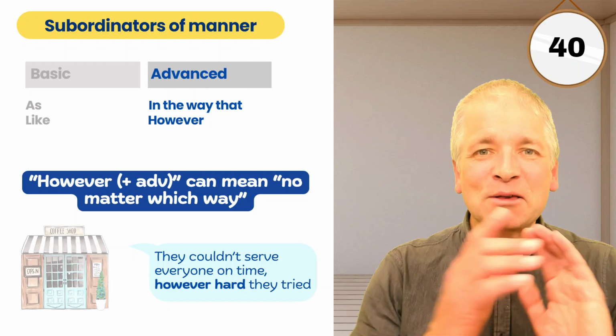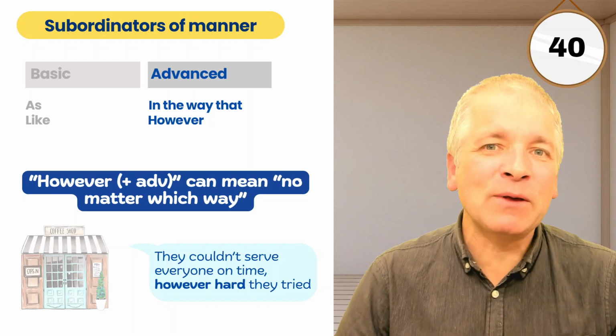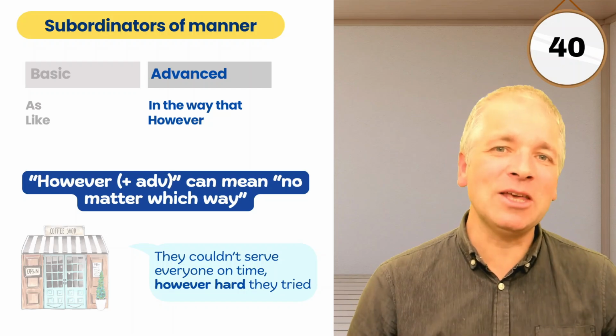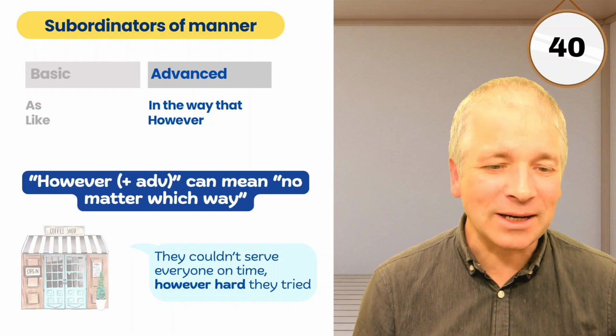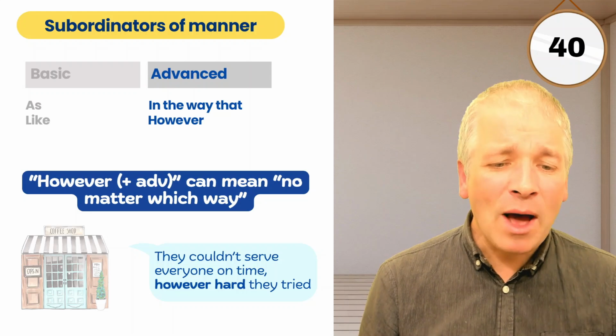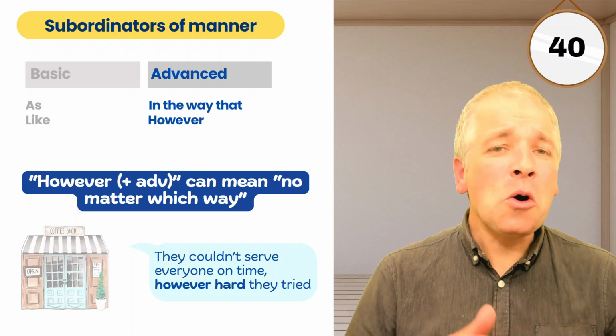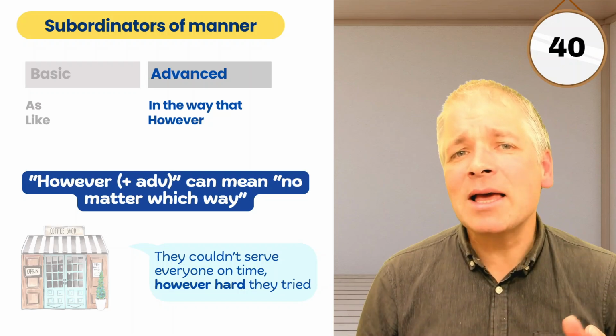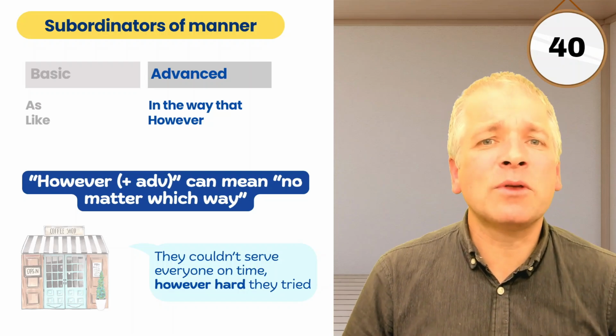However, is a surprising one here because we expect this to appear with links of contrast, but it can actually be used as a subordinator of manner. And here, however, can mean no matter which way. We tried every way and all of them had the same result.